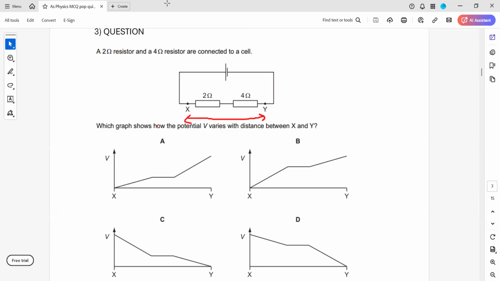So if I say we have a 10-volt supply, because the ratio of the resistance is 1:2, the ratio of the voltage will also be 1:2. The voltage will divide, one part across this 2 ohm and another part across the other resistor. So if this is 3.33 volts, this will be 6.66 volts. Now we want to find how the potential varies with the distance between X and Y.